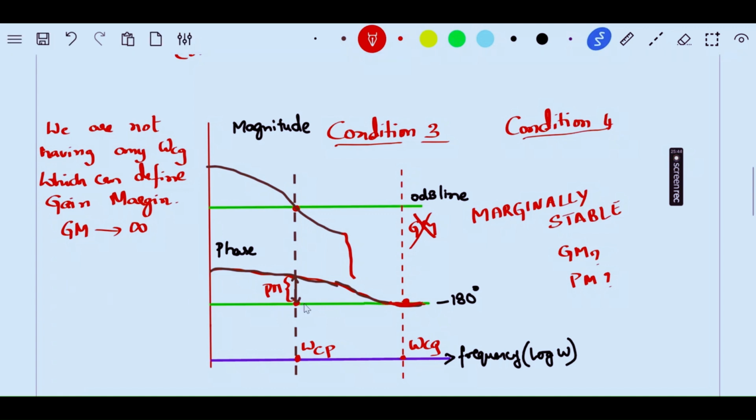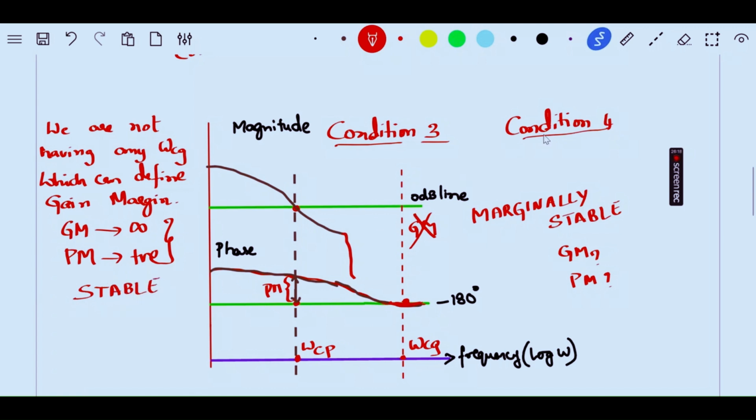And if you see towards phase margin, as it is above minus 180 degree, we normally consider phase margin to be positive. I hope you got it. We have gain margin, it is infinity because no omega Cg can define gain margin. But phase margin is easily obtained in this curve, where phase margin is above minus 180 degree. And if it is above minus 180 degree, then we consider phase margin to be positive. Then in such a case, we call the system stable.